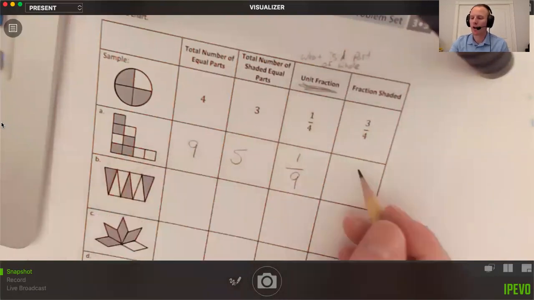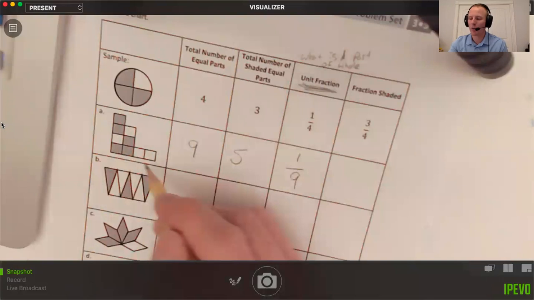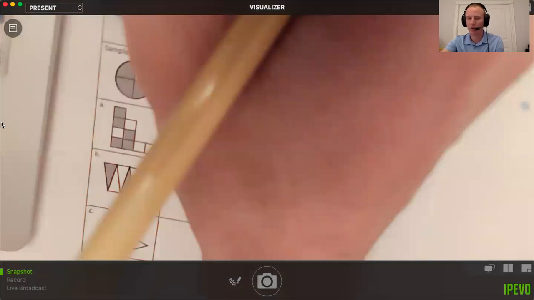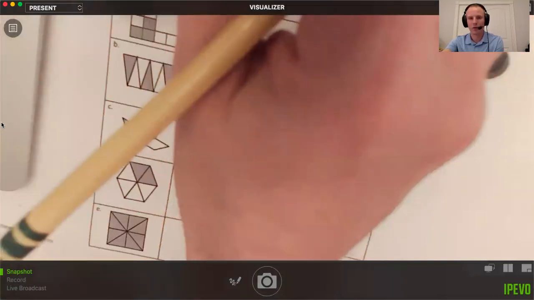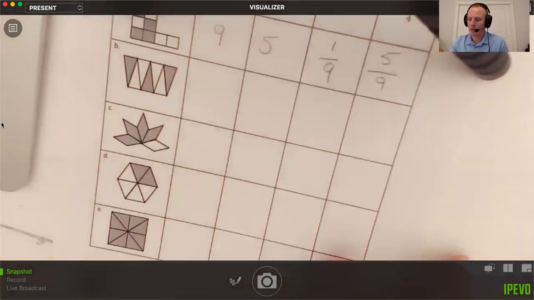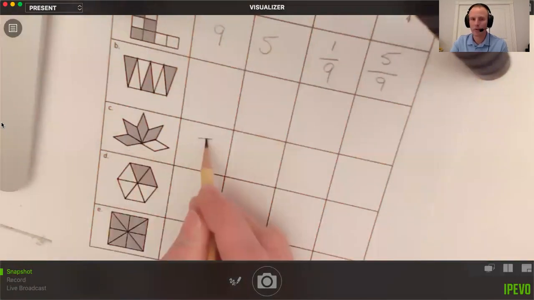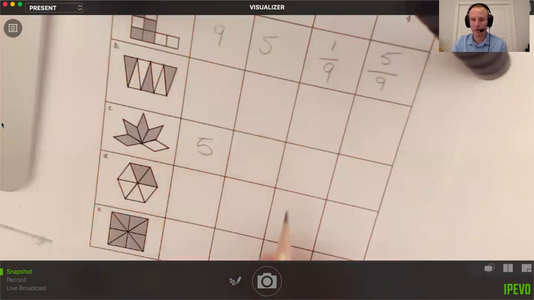Over here, it wants to say all of the shaded ones added up. What fraction is that, or what part of the whole is that? Well, in this case, there's 5 of them, and there's a total of 9, so 5/9. Let's skip B and we'll go down to C. We'll do every other one here. So in part C, we have 1, 2, 3, 4, 5, a total of 5. So I automatically know my denominator is going to be 5.